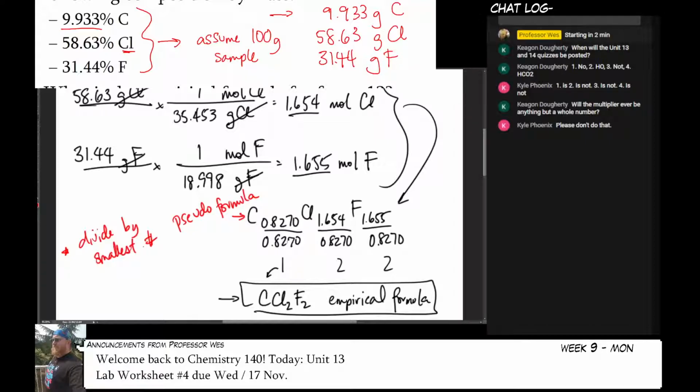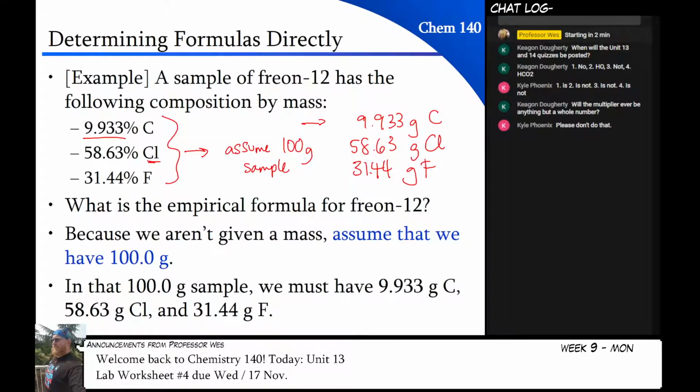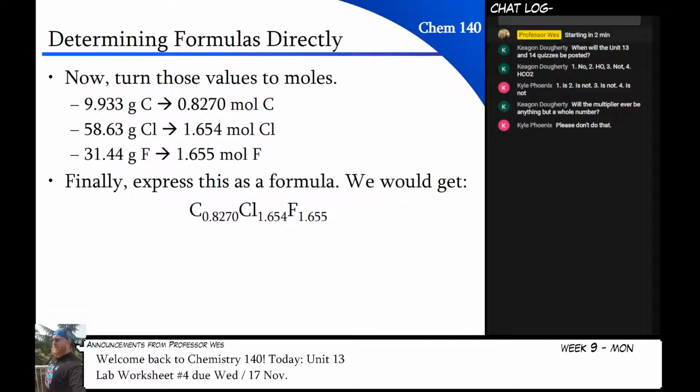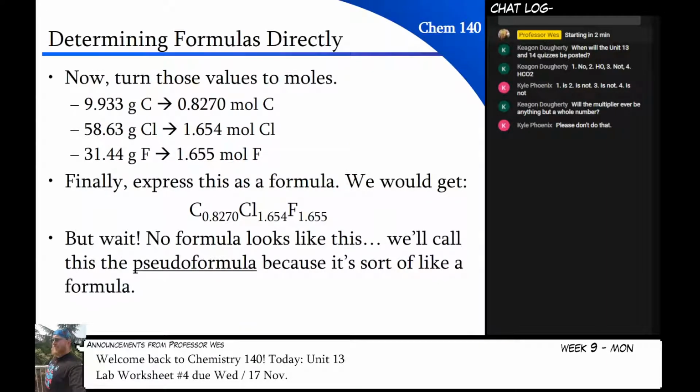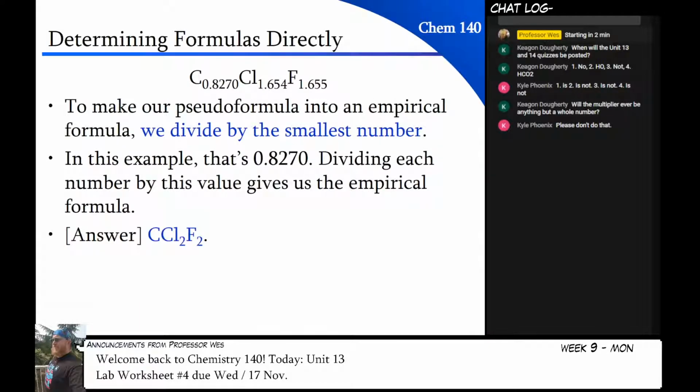And it's not hard to do. You probably could have done this on your own with maybe a little difficulty, but that's kind of my job, is point you in the right direction and show you an example. And now you can totally do it for any empirical formula you want to. So this walks you through that. There's the formula that we got. That's not really a formula. And so we divide by the smallest number, and there's your answer.